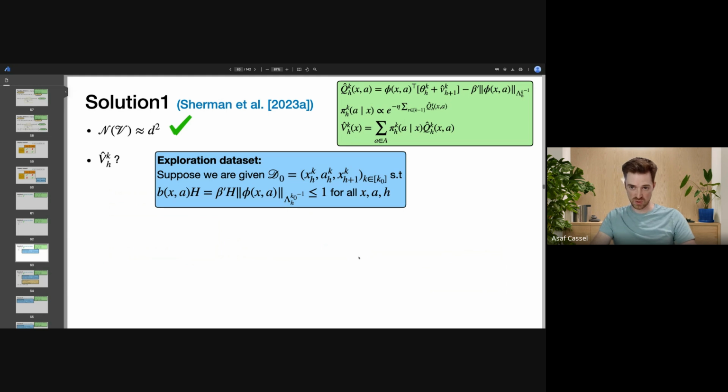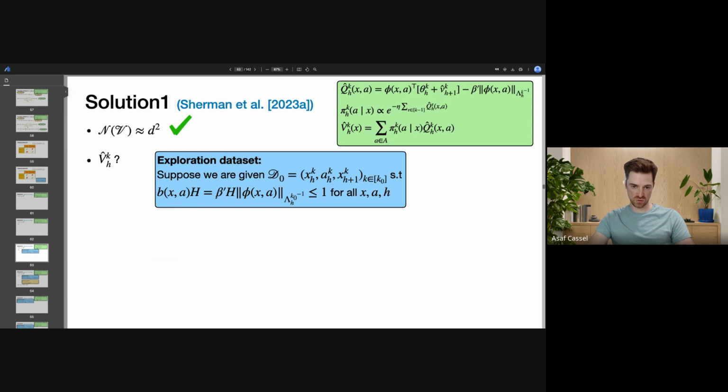Okay, so let's suppose again that we're not clipping the Q functions. Again, we know how to control the covering number, but we don't know how to control the size of v hat. But let's imagine for a second that somebody gave us this exploration data set. So the data set is just triplets of state, action, next state, and the data set is ensuring us that the bonuses are less than or equal to 1 over h.